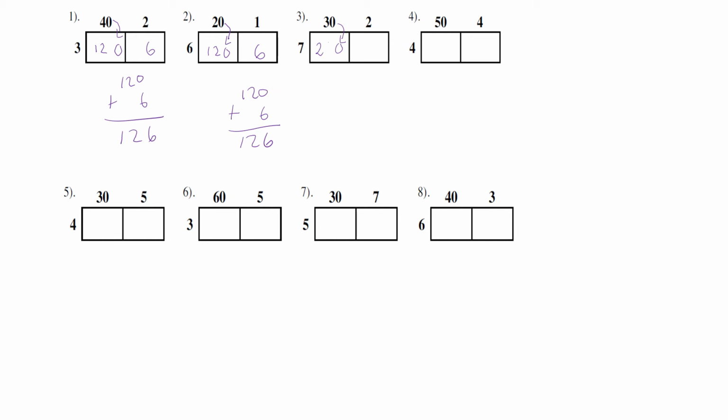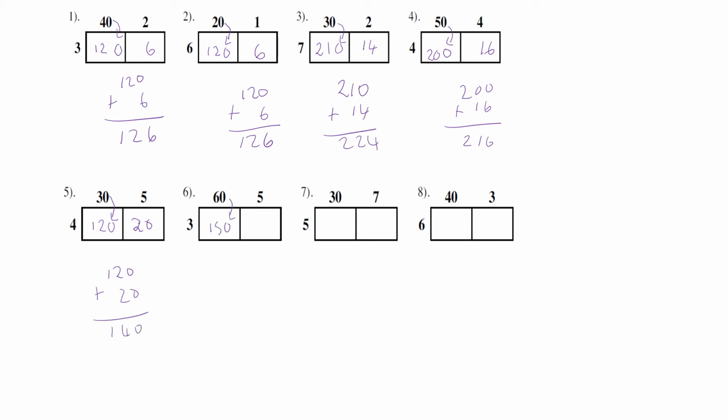3 times 7 is 21, and 7 times 2 is 14. Add those two numbers together, and you'll get 224. 5 times 4, 20. 4 times 4, 16. Add those together to get 216. 3 times 4 is 12. 4 times 5 is 20. Add those numbers together to get 140.